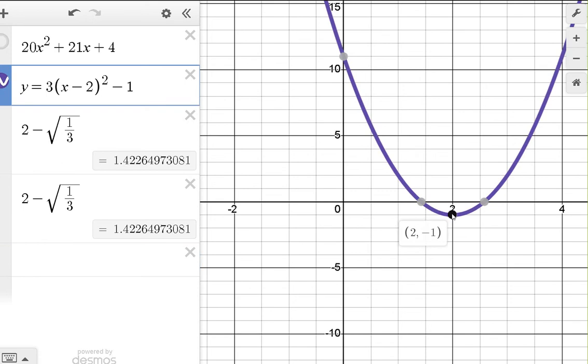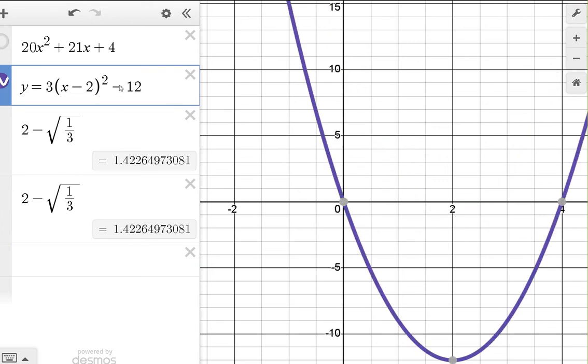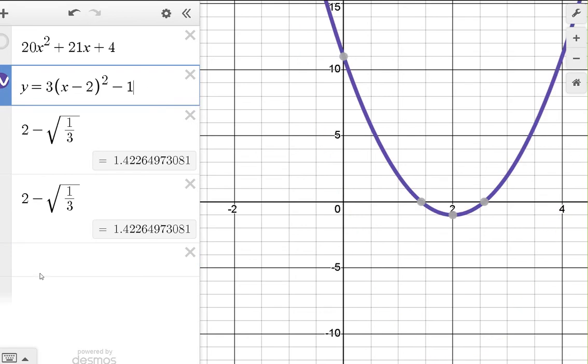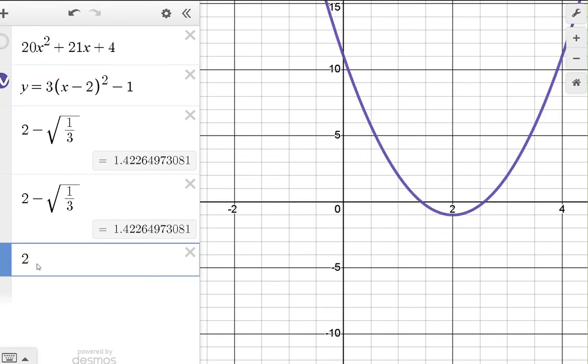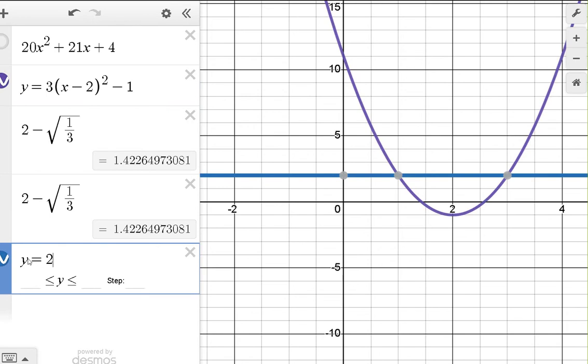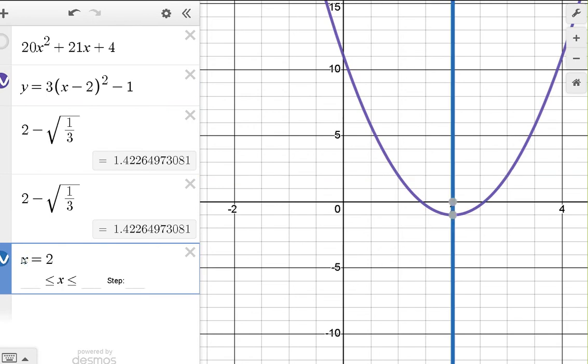That's going to be the line that goes through the vertex. Now it has an equation. If I just type in the number 2, Desmos doesn't know what to do with that. In order to graph this, I need to tell it a little bit more. So is it x equals 2 or y equals 2? Well, if it's y equals 2, that's a horizontal line. What about x equals 2? Oh, there we go. That's your axis of symmetry.